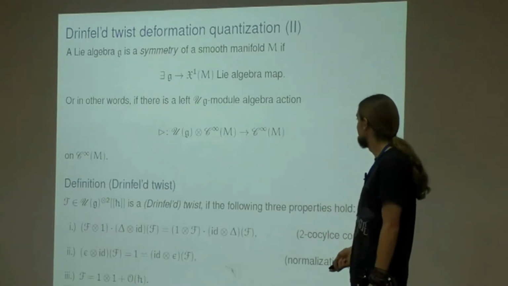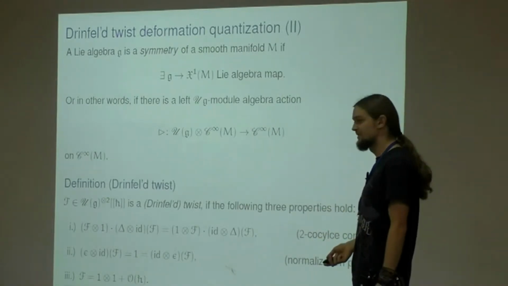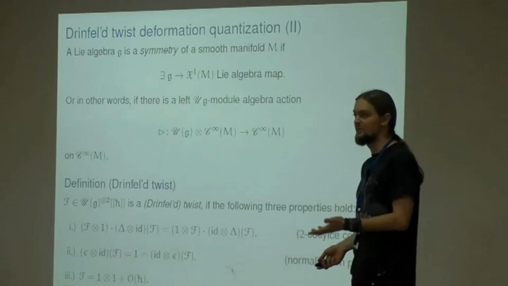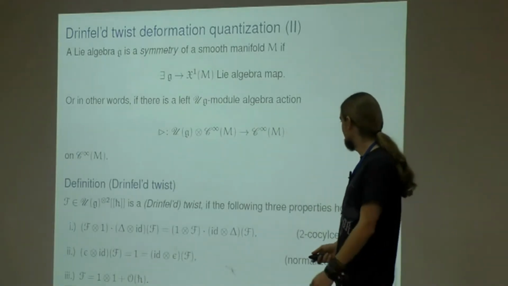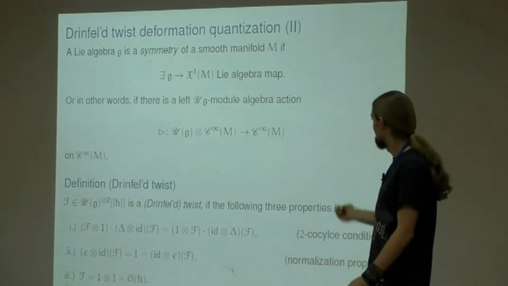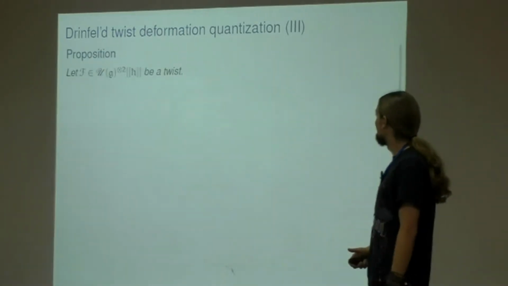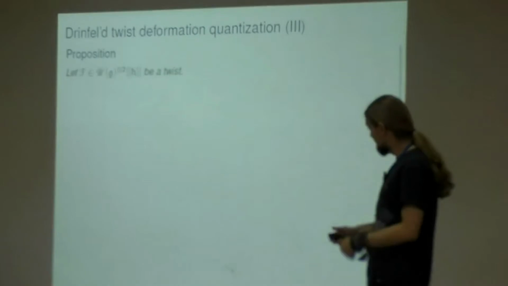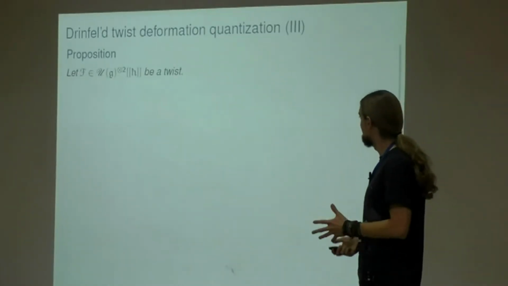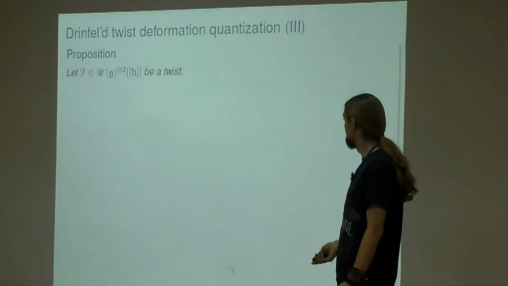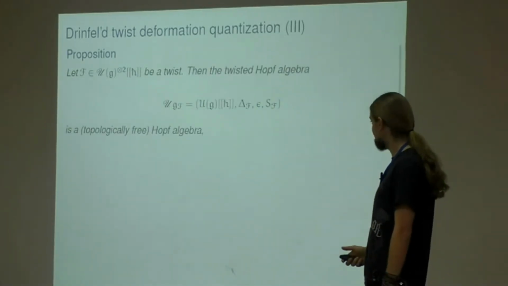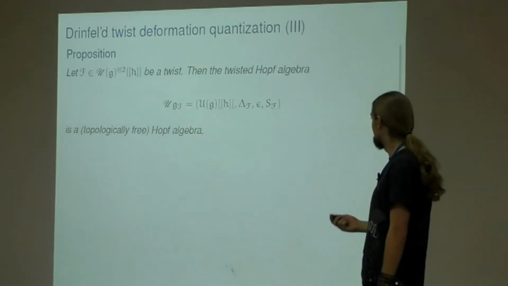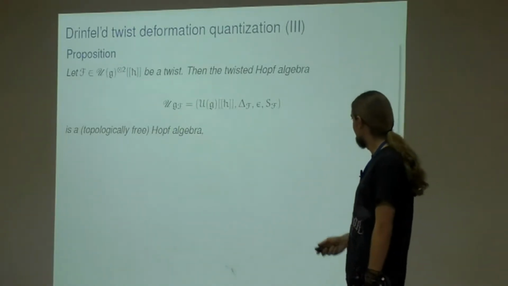And later on, I can tell you what the actual reason for these axioms are. Okay, that's a Drinfel'd twist, and we have seen several of them in the talks. Also later on, I will show you one of them. Okay, so I want to tell you why this is useful. So what can we do with a Drinfel'd twist? So let's just take any twist. Then you can twist the Hopf algebra, so the universal enveloping algebra, in the following way.